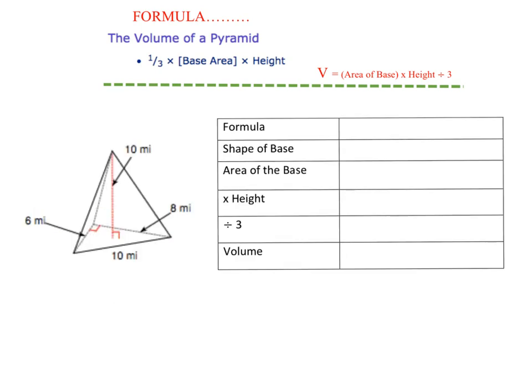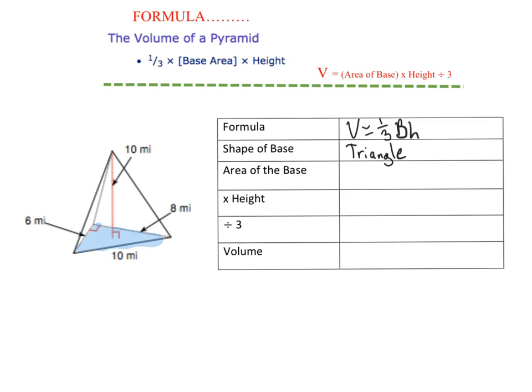So here's our second example. Looking at our pyramid, we see the base is a triangle. So I'm going to shade that in. And I see it's a triangle. So the formula for the volume is volume equals 1/3 big B H. Again, big B stands for area of base. Now the shape of the base is a triangle. So now I need to find the area of the base.